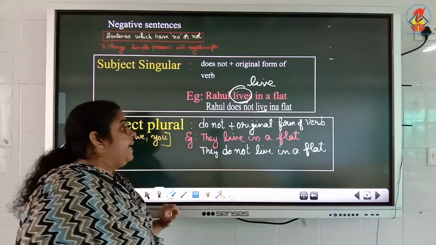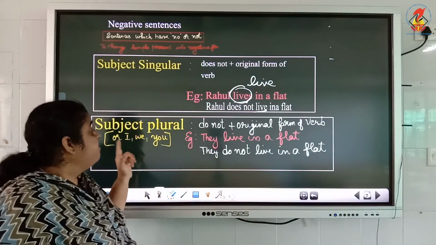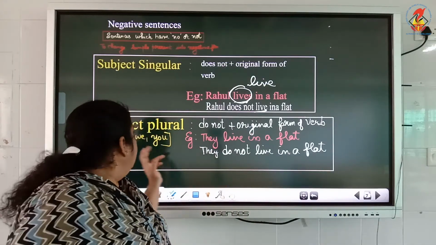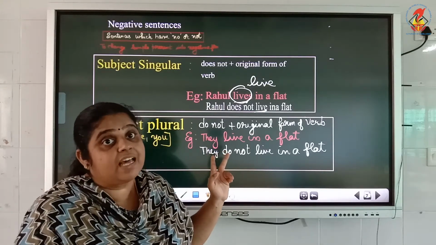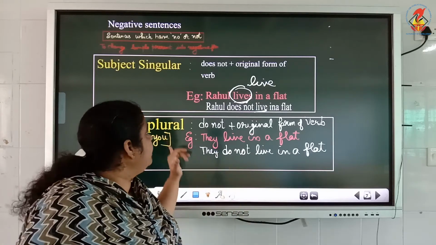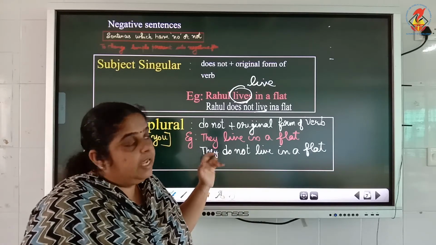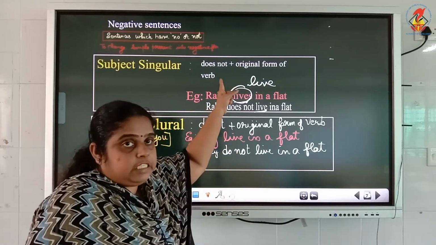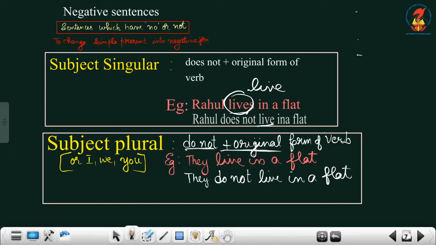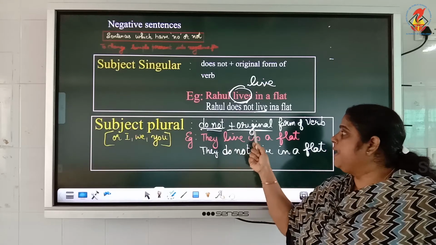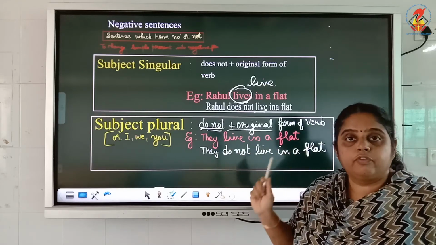Now look at this second one. In the second case, when the subject is plural or if it is I, we, you, etc. If the subject is I, we or you, the plural rules we are using. In that case, we don't use does not. Instead of that, we use do not plus original form of the verb. That is the rule. If the subject is plural, we have to use do not plus original form of the verb.